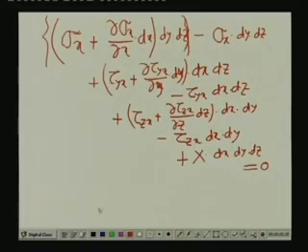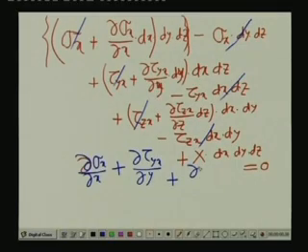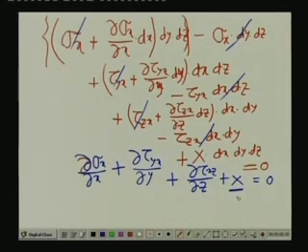So, from this, if we cancel out these terms and divide the whole equation by dx dy dz, we have del sigma x del x plus del tau y x by del y plus del tau x z by del z plus X is equal to 0, where X is the component of the body force.